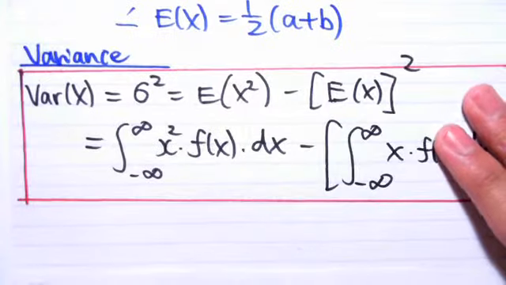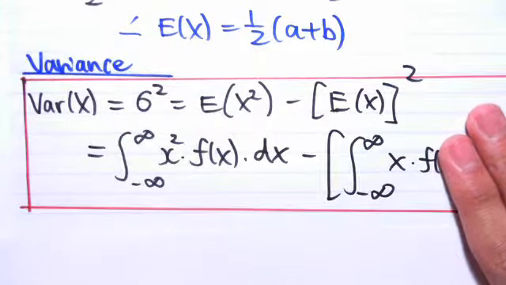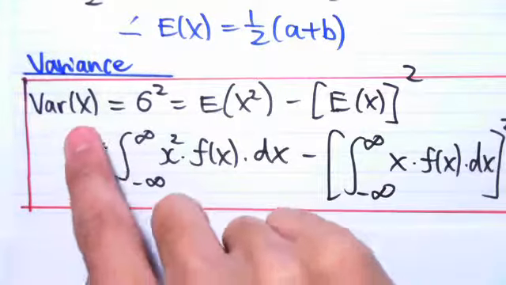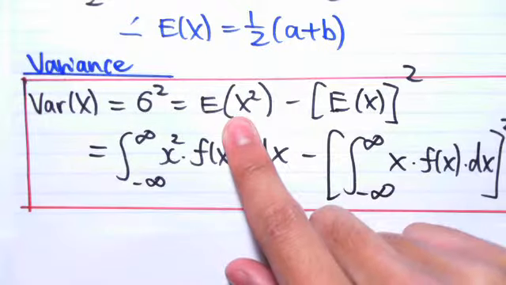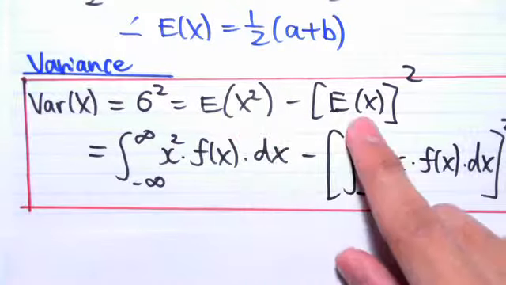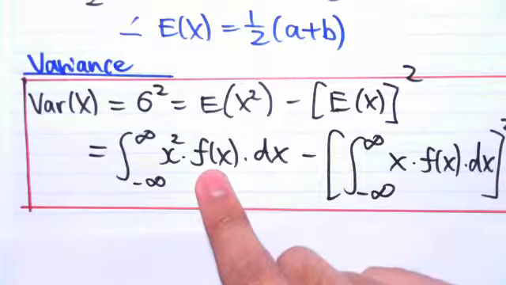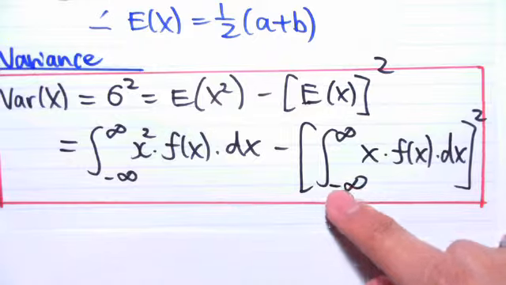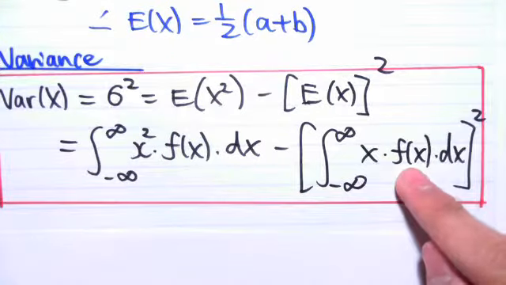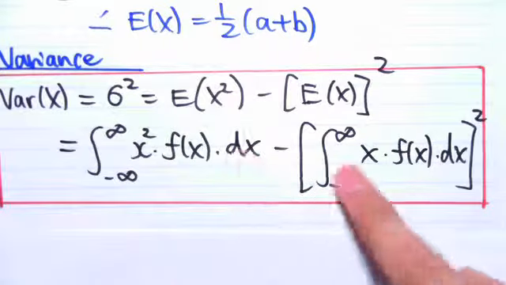Okay, so let's go to variance. If we want to calculate the variance of a continuous random variable, we denote that as sigma squared. That's basically equal to the integration from negative infinity to infinity of x squared times f(x) times dx, minus the integration from negative infinity to infinity of x times f(x) times dx, the entire thing squared. So this is how we can find the variance of X.